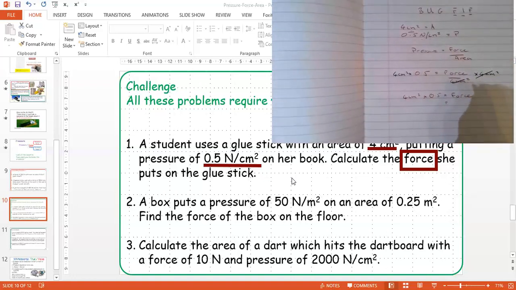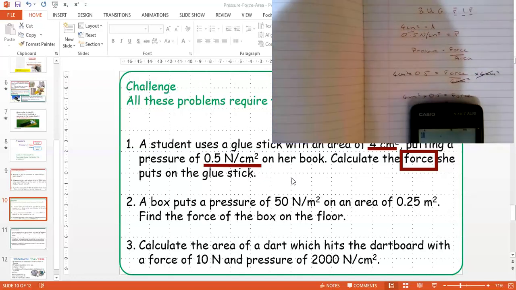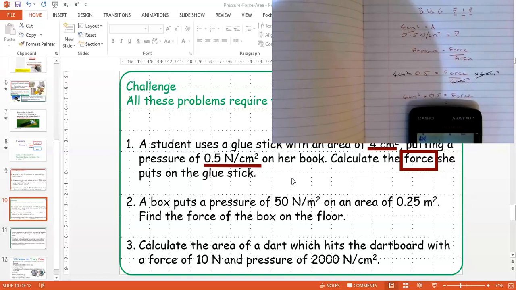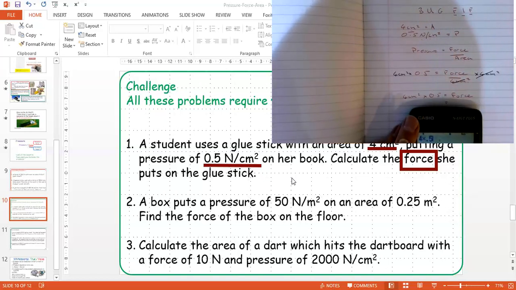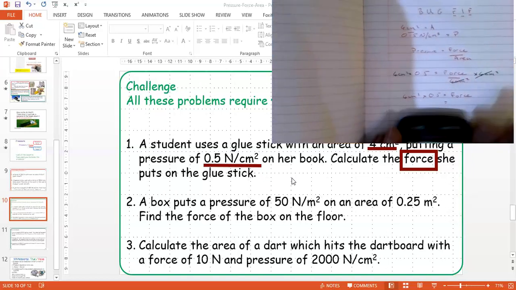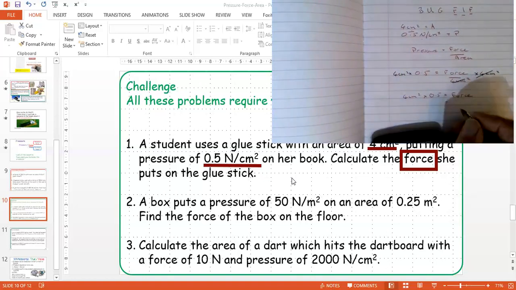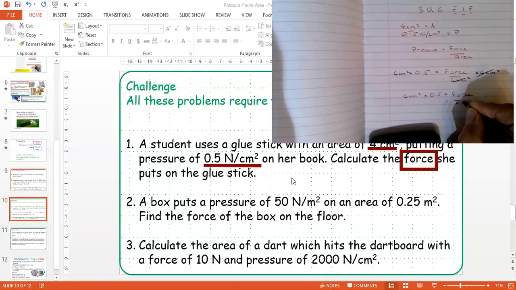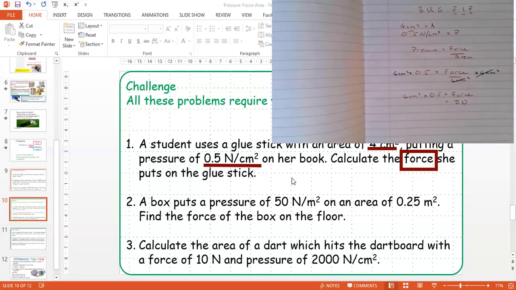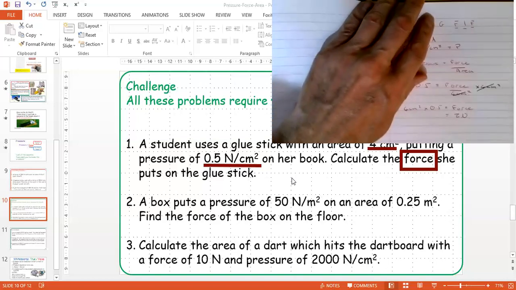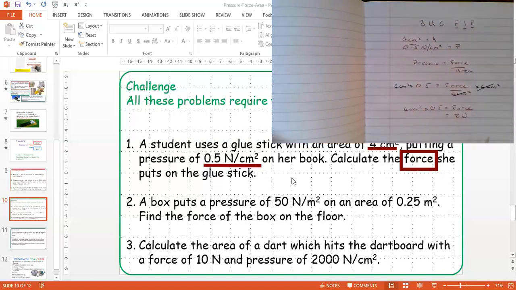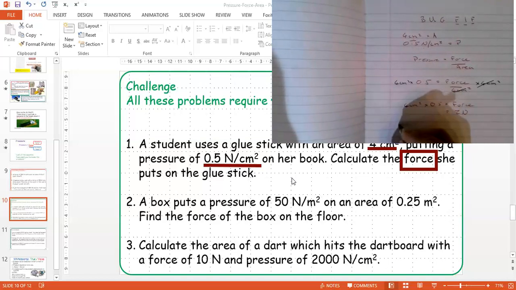All I need to do then is put my numbers into my calculator, and that will give us 4 times 0.5, and that is equal to 2. I've got a force of 2 newtons. So hopefully you get that.